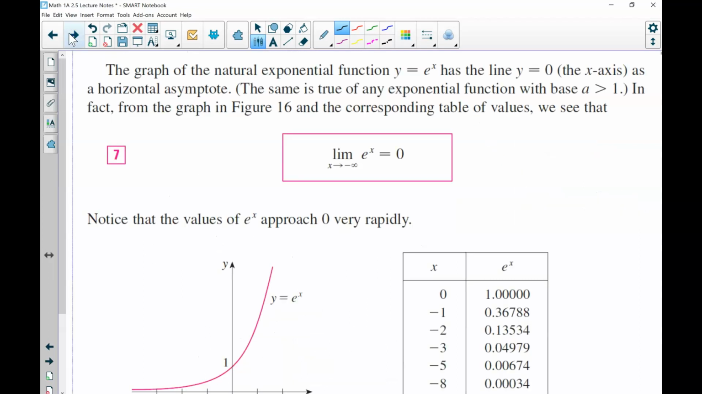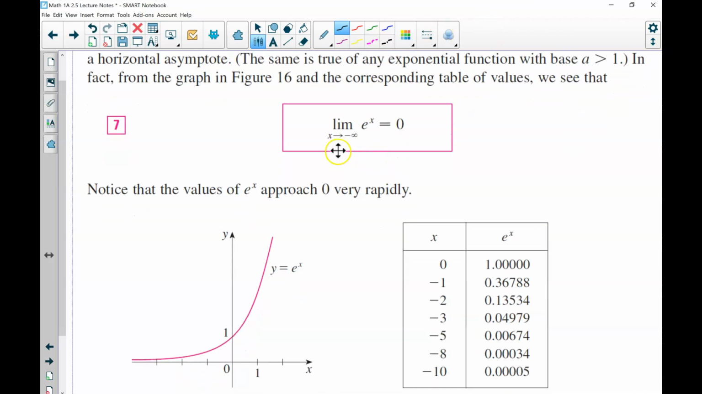Okay, let's take a look at example number 7. Now the graph of the natural exponential function y equals e to the x has the line y equals 0, the x-axis, as a horizontal asymptote. So the same is true for any exponential function with base a greater than 1. If you take a look at figure 16, the corresponding table of values, as x is approaching negative infinity, the function is approaching what? 0. Okay?